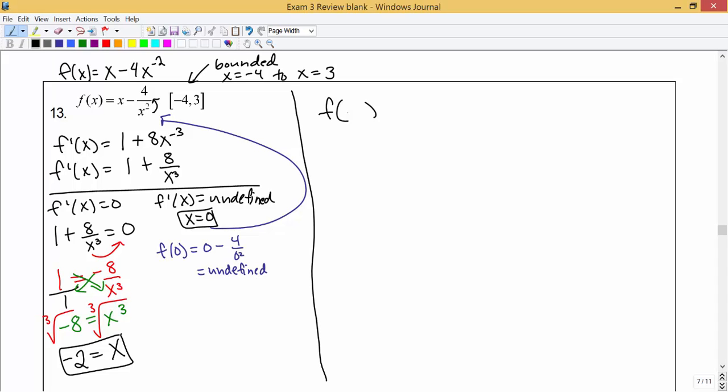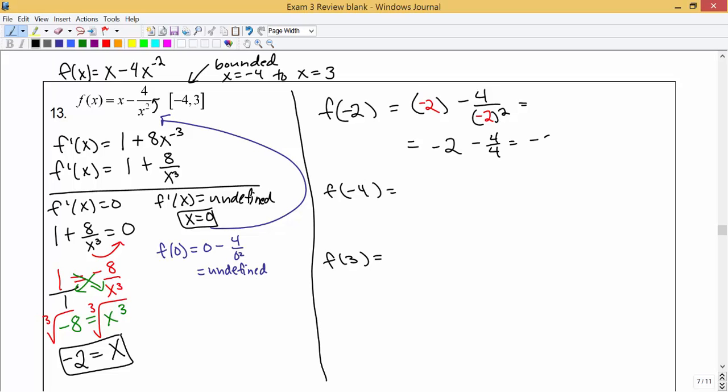So we're going to check -2 in the original function. We're also going to check the endpoints. So we're going to put in -4 and also +3. So if we put a -2 into the function, I'm going to go ahead and write out my function. If we put a -2 in, we get -2 minus 4 divided by a +4, which is -2 minus 1, which gives us -3.